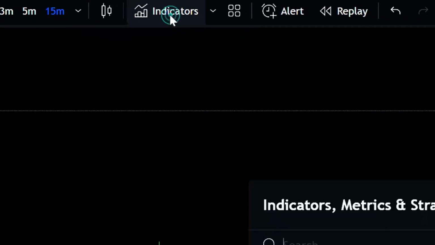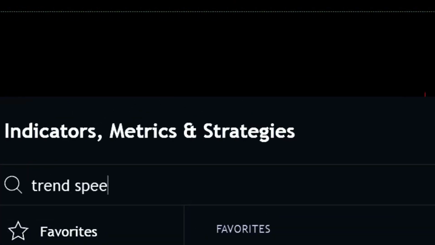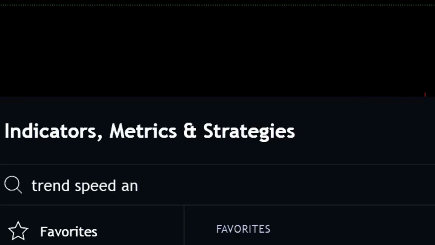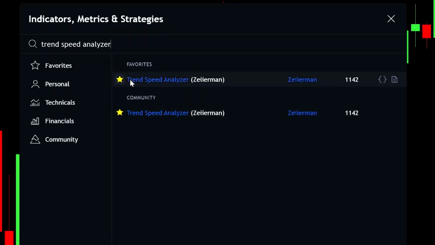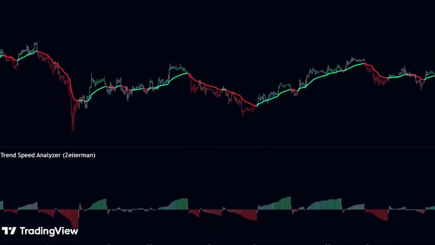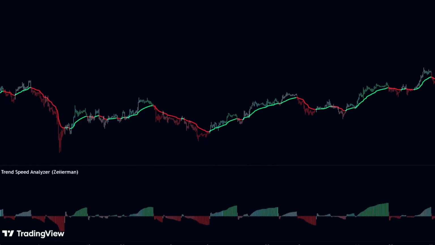To do this, simply click on the indicators button and type Trend Speed Analyzer into the search bar and select it from the results. It's that easy to add this powerful tool to your trading arsenal. The Trend Speed Analyzer indicator is a powerful technical analysis tool designed for profitable trading.